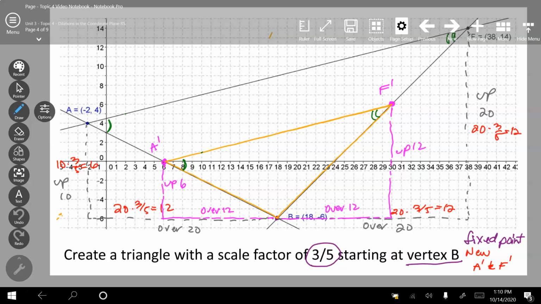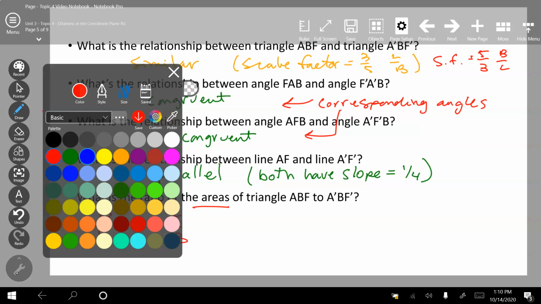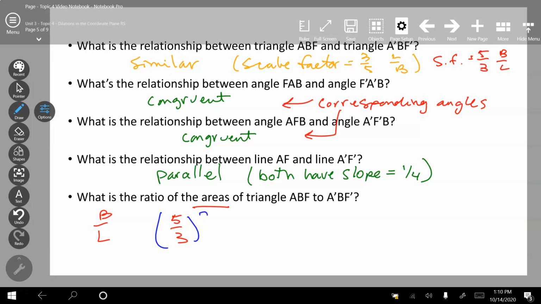Now let's look at the area. Well, obviously the orange triangle is smaller than the original triangle outlined in black. But when we talk about area, so we're doing the big over little when we talk about ABF, A prime B, F prime, and that scale factor is 5/3. But when we talk about area, we don't leave it as 5/3. We have to square it, and the ratio of the area will be 25/9. The scale factor squared. Area is always a squaring of something.